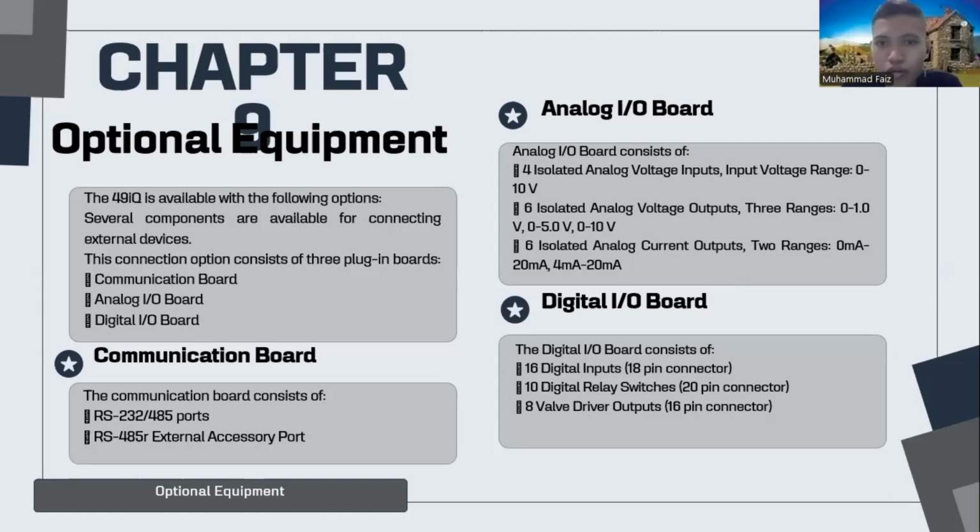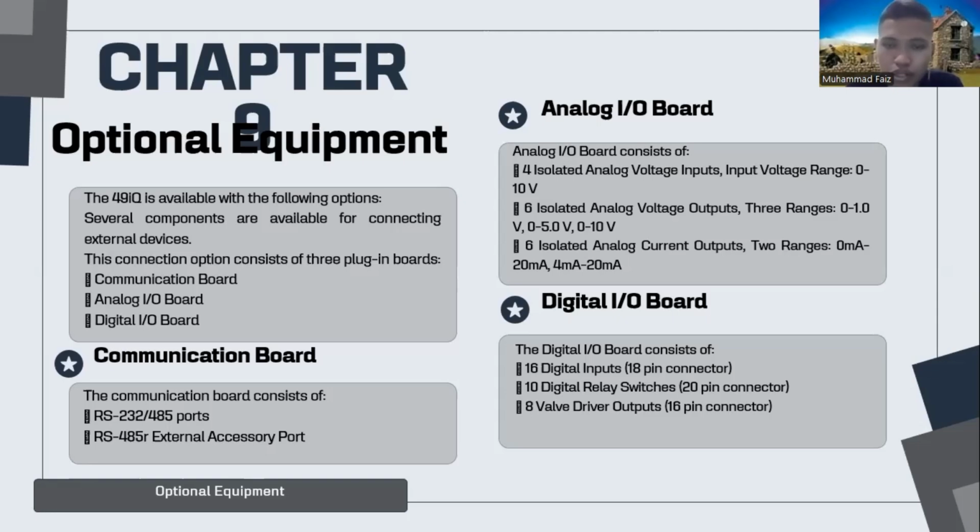Number 2 is analog I/O board. The analog I/O board consists of 4 isolated analog voltage inputs, voltage range 0 to 10 volt, 6 isolated analog voltage outputs, 3 ranges: 0 to 1 volt, 0 to 5 volt, 0 to 10 volt, and 6 isolated analog current outputs, 2 ranges: 0 milliampere to 20 milliampere, 4 milliampere to 20 milliampere.